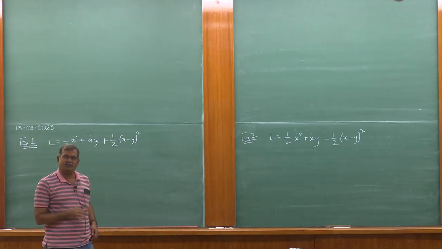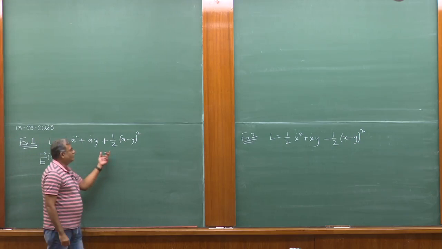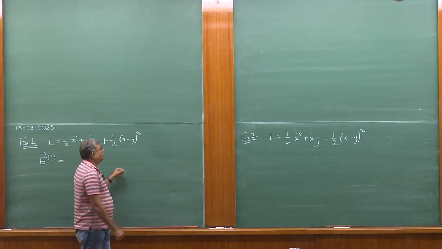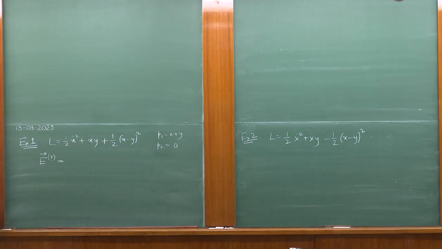But the basic idea here would be, first, you would form what are called the zeroth order Euler equations. So this E0 vector essentially means you will take the n Euler equations that you get and put them in a column vector. Okay. So here, of course, we have P1 is x dot plus y, and P2 is 0 for this. The same actually is, of course, the case for that one as well.